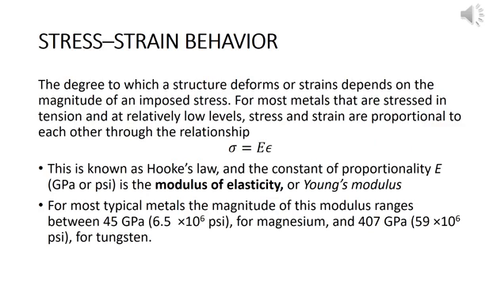It has been observed that stress and strain have a relationship that is directly proportional, and this is true for low stress levels or strain, and the constant of proportionality between these two is called the modulus of elasticity or Young's modulus, and the typical range for some materials is given on the slide.